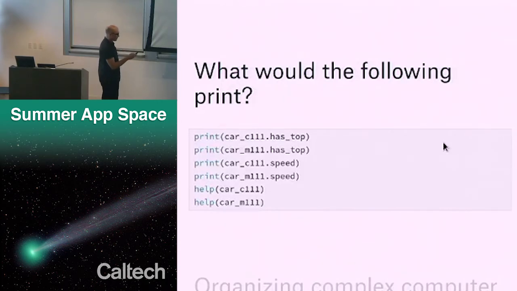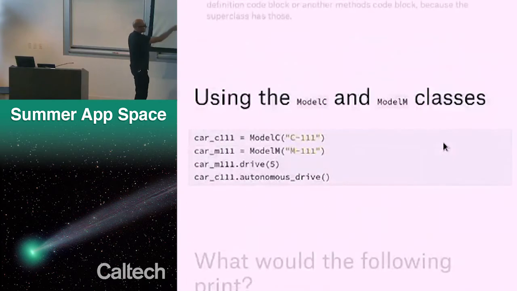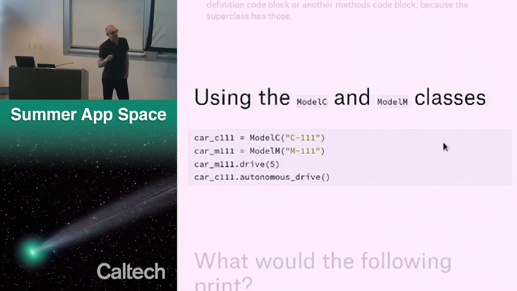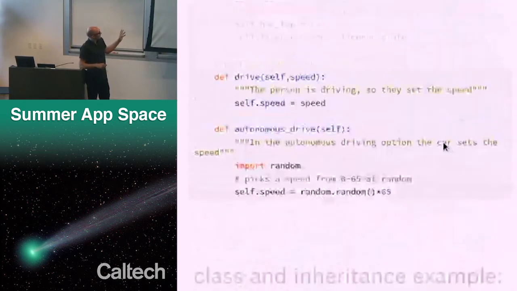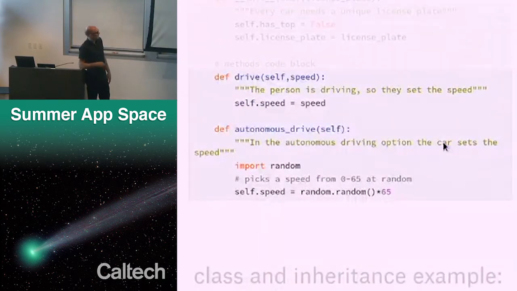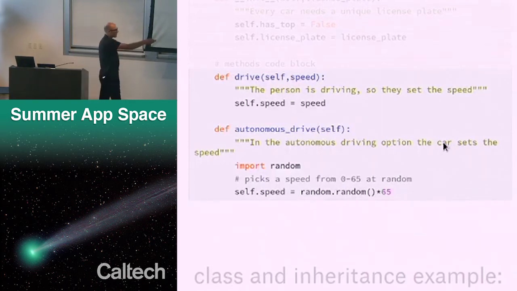Remember, the M111 drive was set to 5, and C111 was set to autonomous drive. So you remember what the autonomous drive method does? Right. It's 65 times a random number, I think. So it's any possible number between 0 and 65.